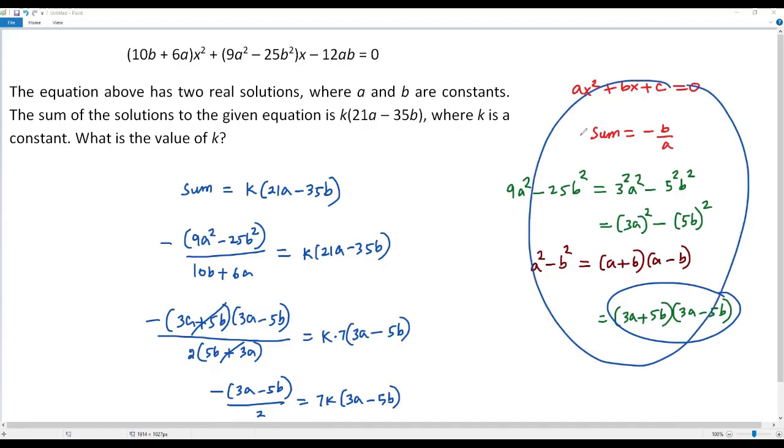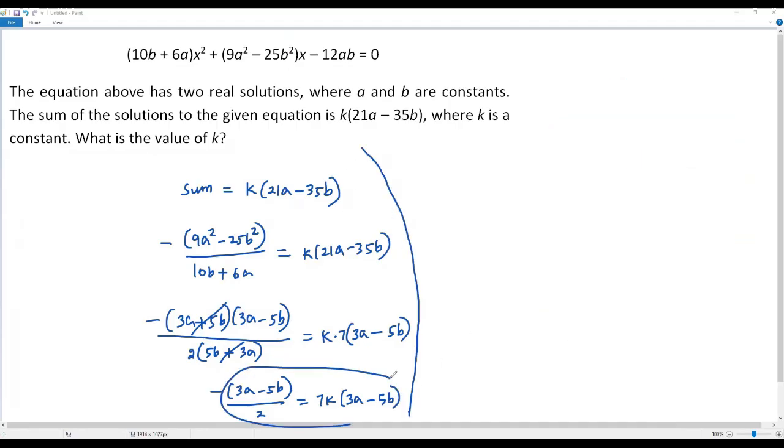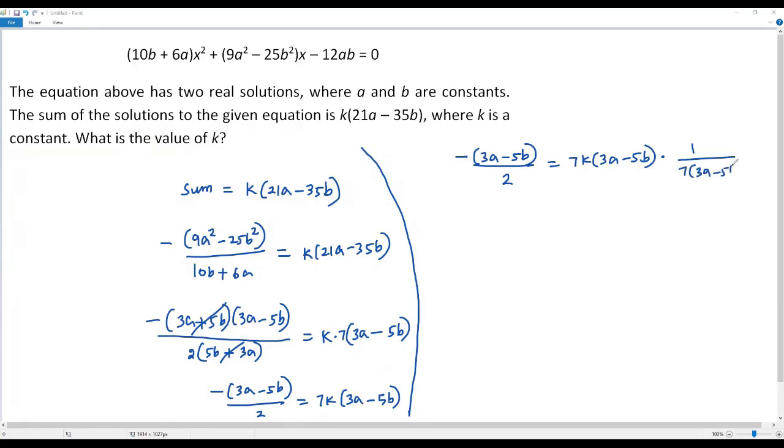Okay, now let me erase this stuff and continue the problem. Let me take this equation as it is, that is negative of 3a negative 5b over 2 equals 7k times 3a negative 5b. Okay, according to the question, we have to find the value of k. To get the value of k, we have to get rid of this 7 and also this 3a negative 5b. For that, let me multiply both sides of this equation by 1 over 7 times 3a negative 5b. Let me do the same thing on the left side as well, that is times 1 over 7 times 3a negative 5b.